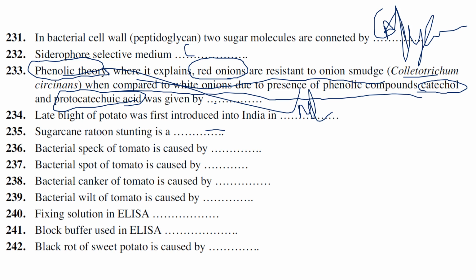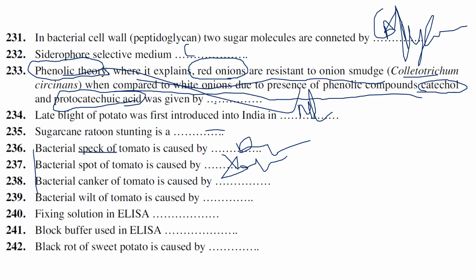And the next one is the bacterial speck of tomato. It is a bacterial disease caused by Pseudomonas syringae pathovar tomato. But bacterial spot is also a bacterial disease, caused by Xanthomonas vesicatoria. Then the next one, bacterial canker of tomato. This is also important. All three are bacterial diseases only.